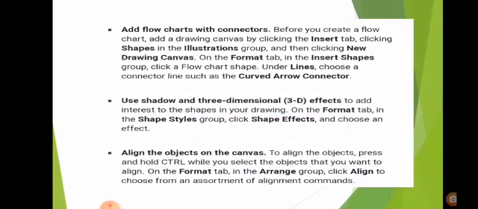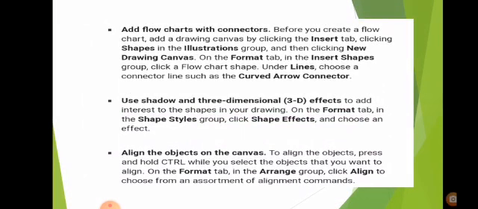Add flowchart with connector. Before you create a flowchart, add a drawing canvas by clicking the Insert tab, clicking Shapes in the Illustrations group and then clicking New Drawing Canvas. On the Format tab in the Insert Shapes group, click a flowchart shape. Under Lines, choose a connector line such as a curved arrow connector.